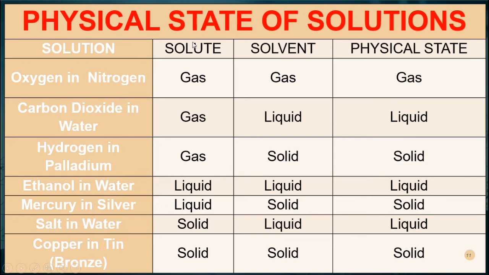Okay, so salt is our solute, which is solid. Water is our solvent, which is liquid. And the physical state of salt in water, or the salt solution, is liquid. And last example, we have copper in tin. Copper in tin is also known as bronze. And here, copper is a solute which is in a solid form, and tin is our solvent, which is also in a solid form. And the physical state of copper in tin is solid.